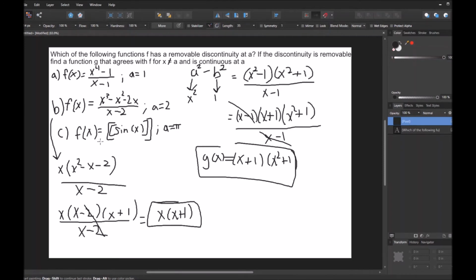Now for this last one, f of x equals the greatest integer of sine x, and our a value is pi. Well, sine of pi is 0, and the greatest integer that's less than or equal to 0 is 0. So there's no removable discontinuity here. We don't need to change anything with that. So that's how you do that problem.